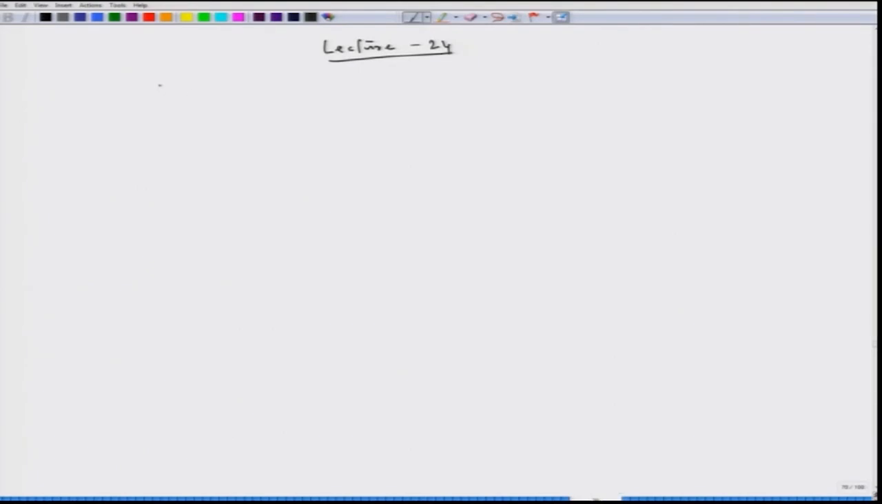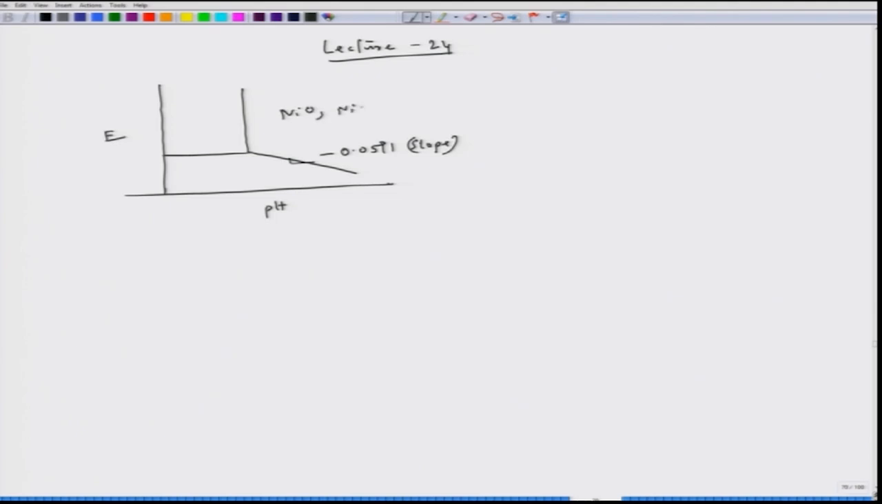Here what we will do, we will try to merge them. So, this was nickel, this is pH and we are trying with, so we saw that this slope was also -0.0591 slope. This is NiO or Ni(OH)2, rather I put it like this because they are basically belonging to the same family. So, this is Ni++ region and this is Ni, this is 0.25. And if we extend this line, this will be 0.11 volt.